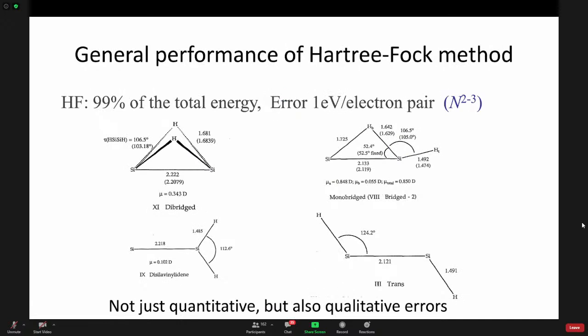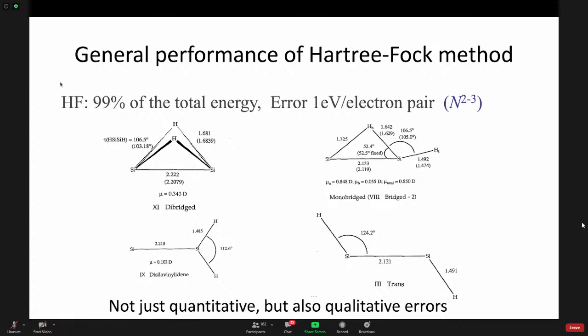So finally, I wanted to mention one thing about the Hartree-Fock method: how accurate it is. You can see that it's 99% accurate. So there's only 1% error in the total energy. So maybe it seems that the error is small, so it seems to be accurate. However, there is a problem.